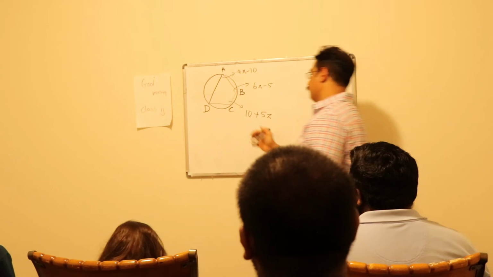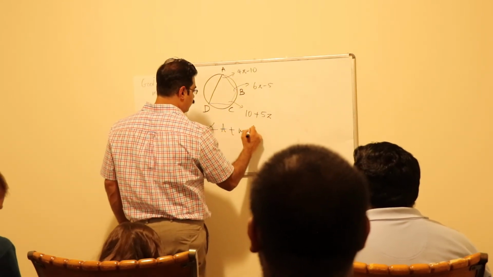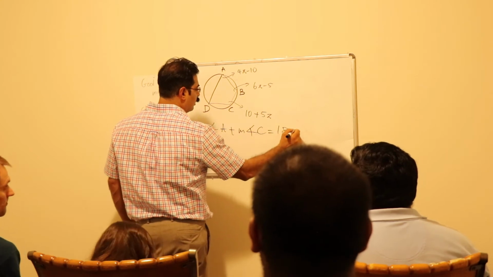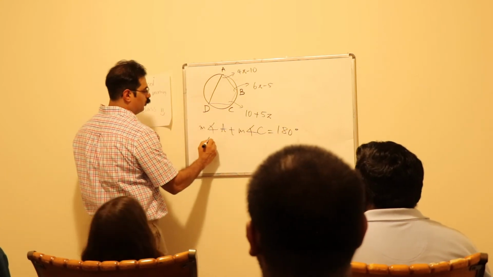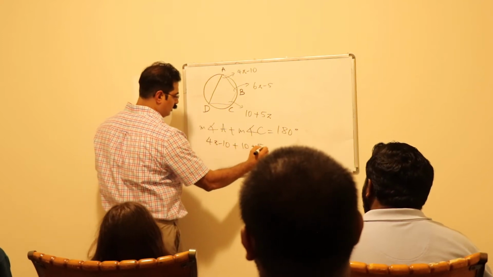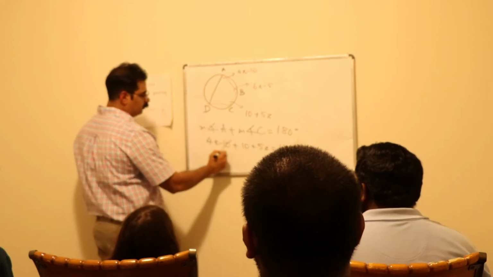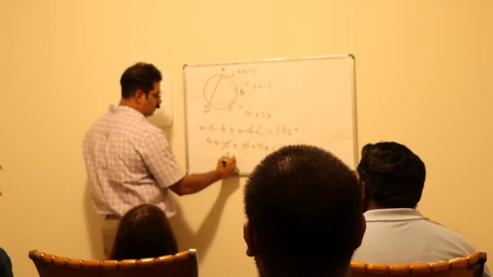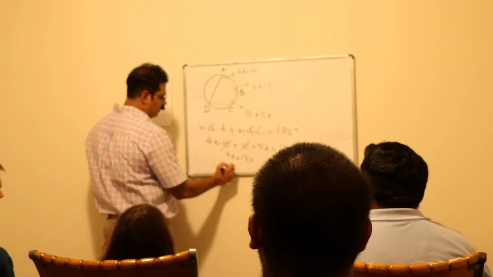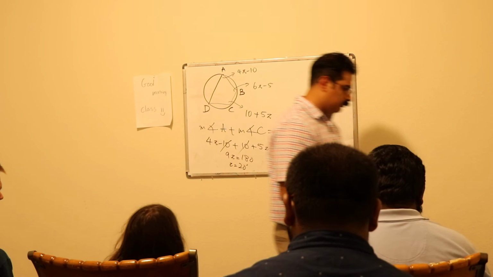Okay? So we have measure of angle A plus measure of angle C equals 180. So we just add them: 4Z minus 10 plus 10 plus 5Z is equal to 180. And these two would cancel. You guys agree? 9Z is equal to 180. So you would have Z is equal to 20. Very quickly we have been able to do it.